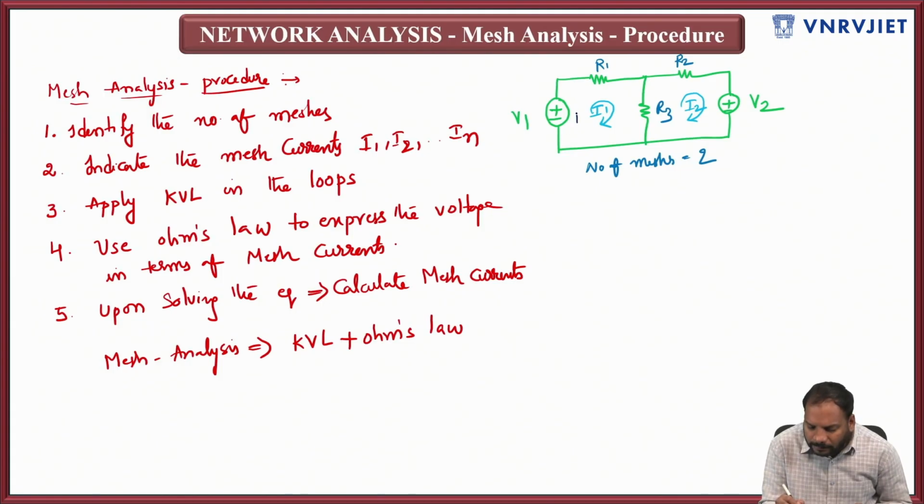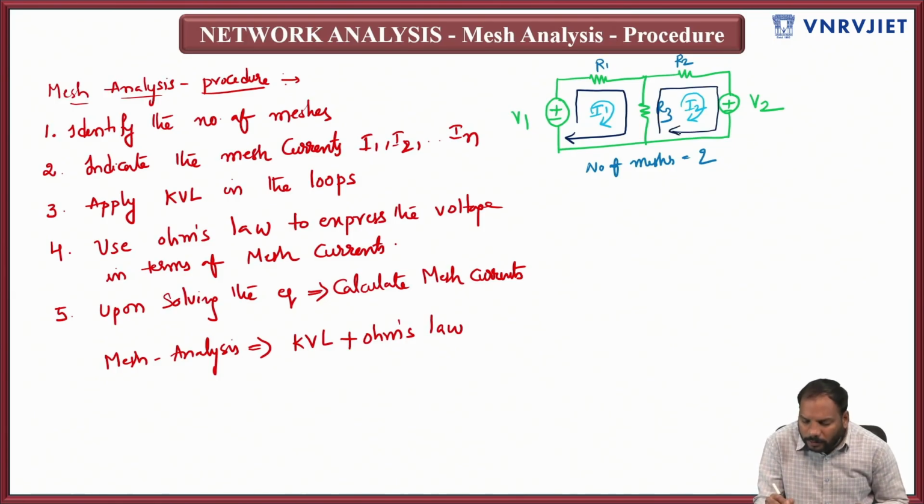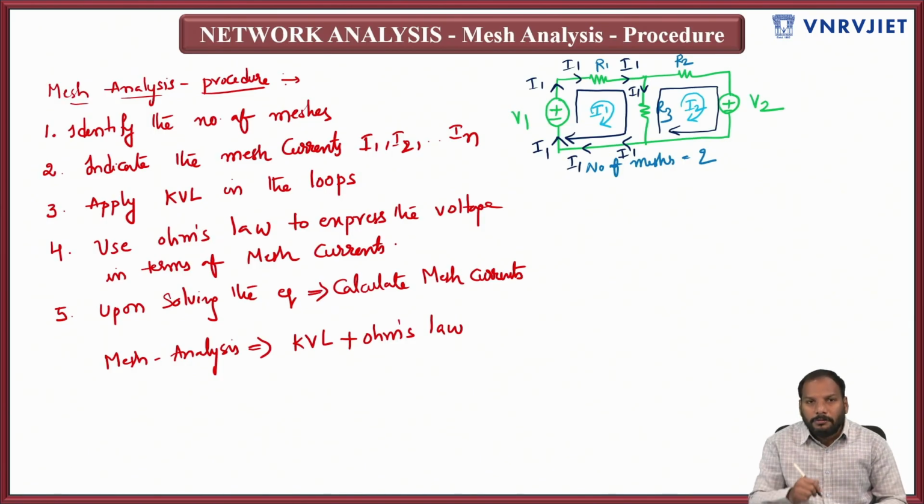So this is I1, right? That means I can consider it as I1 going like this. Similarly, I2 is going like this. For a better understanding, I can say it this way: I1 after the voltage source, I1 before the resistor, I1 after the resistor, I1 this way, I1 this way. This is how I1 circulates in the first loop.